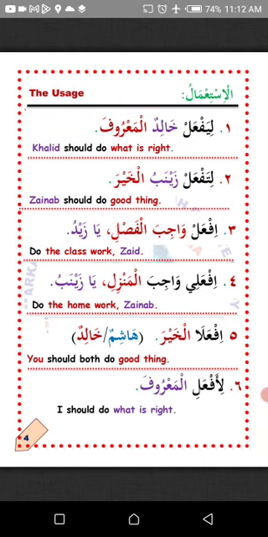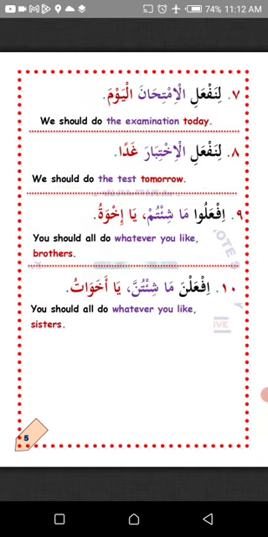لعلك فهمت? I hope you understand. MashaAllah. سبعة, number seven. لنفعل الامتحان اليوم, we should do the examination today.